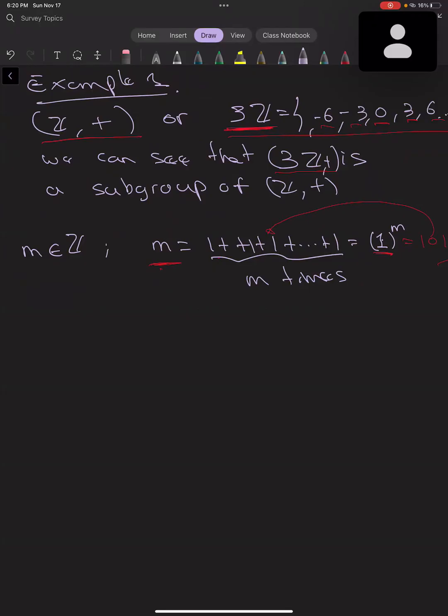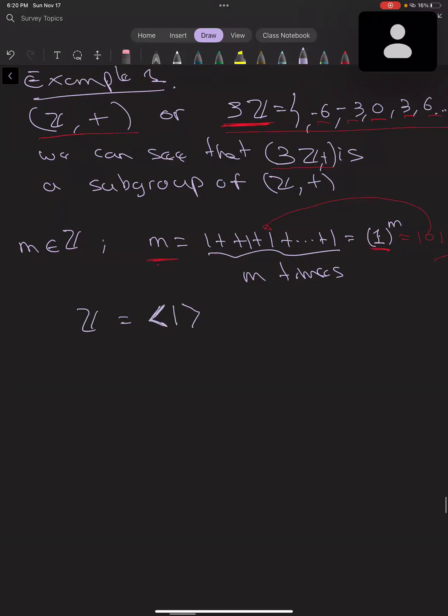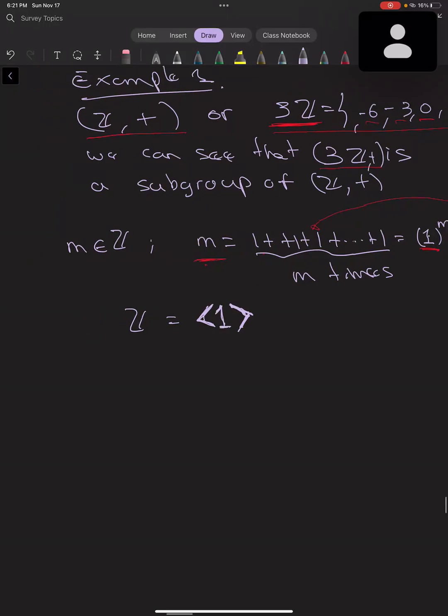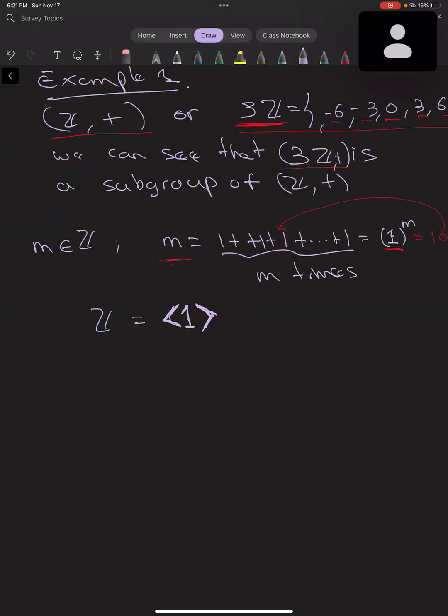So that's the favorite example for cyclic, because it turns out the integers are generated by only one element. This notation means the smallest subgroup containing, better like this, the subgroup generated by this element 1. And it turns out that this one generates the whole group.